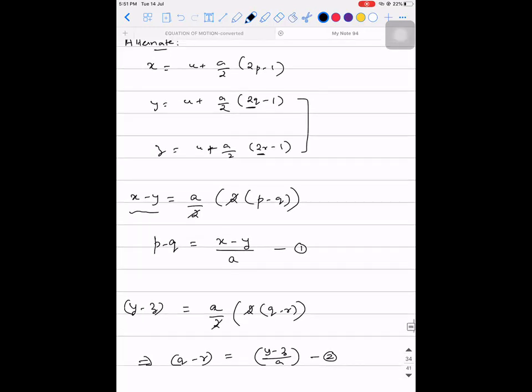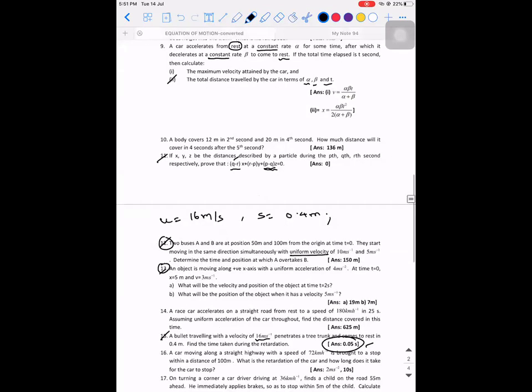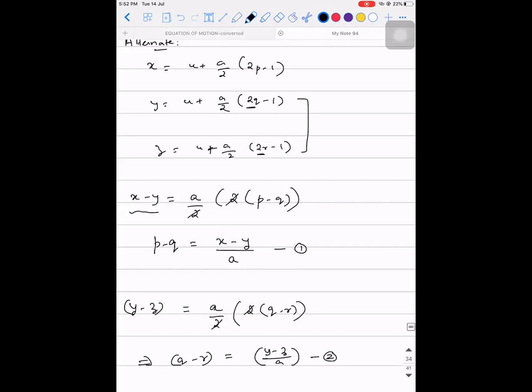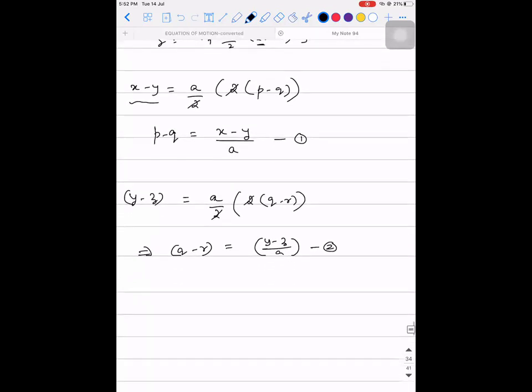Similarly, what is the other one you have? Between p and r, it is r minus p. R minus p means z minus x. So z minus x is a by 2 into r minus p. So this and this will get cancelled. So r minus p will be equal to z minus x the whole divided by a. Let this be equation number 3. Now what you can do is multiply this p minus q with z.